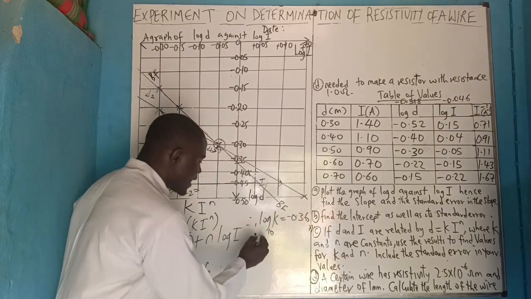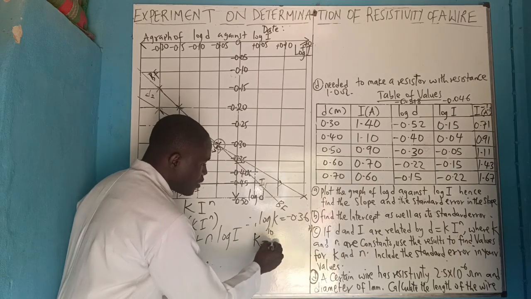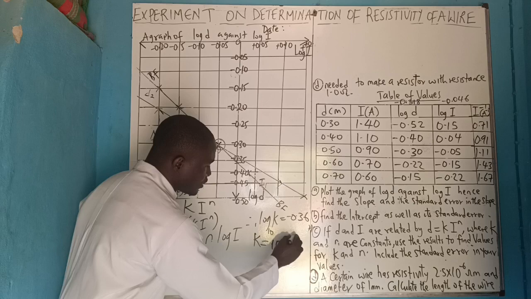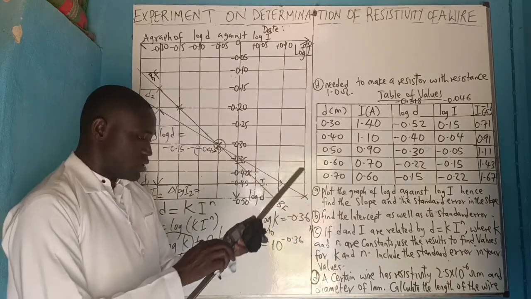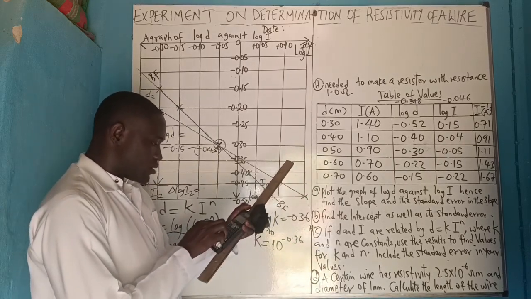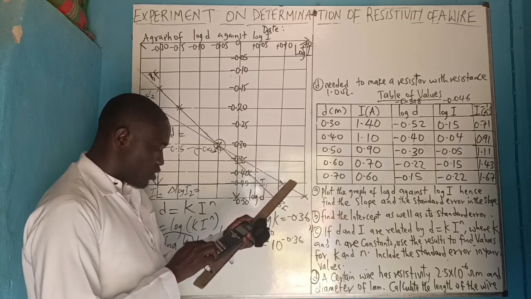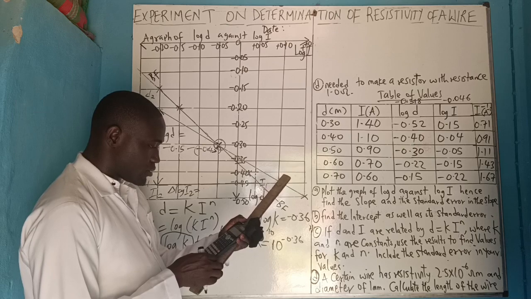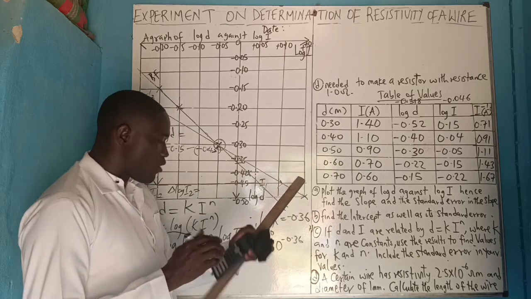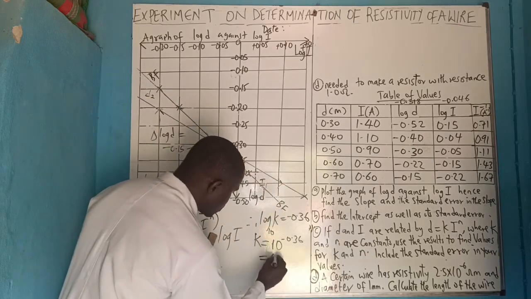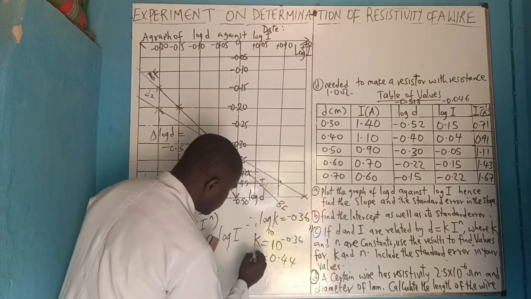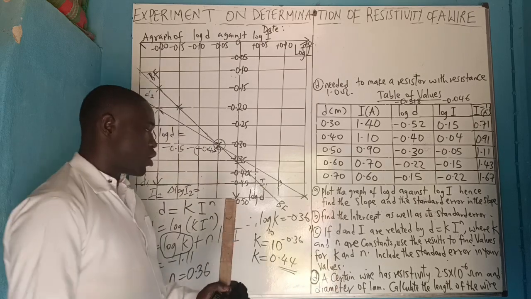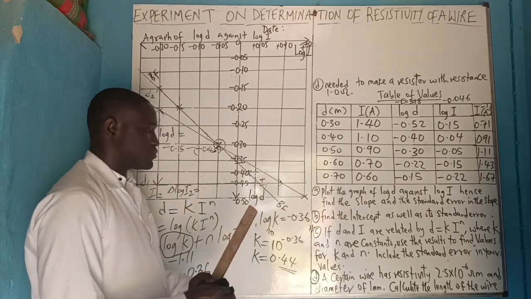We will tell them that k is equal to 10 raised to the power of minus 0.36. So we say 10 raised to the power of minus 0.36. That will be giving you 0.44. No unit for it, because log of anything has no unit.